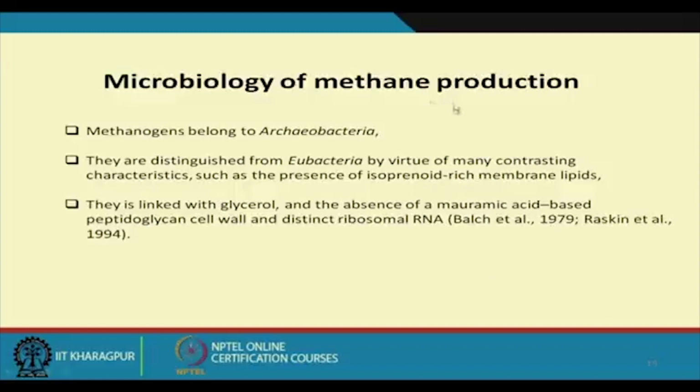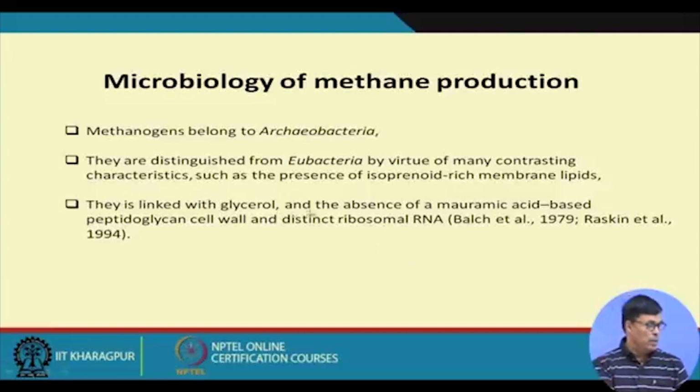Now, the microbiology behind this biomethanation process: the methanogens belong to the Archaebacteria. This is a special type of seed. They are distinguished from the Eubacteria by many distinct characteristics, such as the presence of isoprenoid-rich membrane lipids linked with glycerol, absence of muramic acid-based peptidoglycan in the cell wall, and distinct ribosomal RNA.